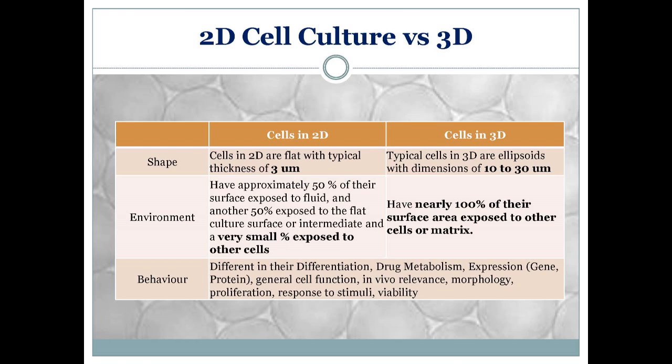In terms of environment, cells in 2D have a very small percentage exposed to one another, because 50% of their surfaces are exposed to the medium, and the other 50% are exposed to the flat culture surface. Cells in 3D have almost 100% of their surfaces exposed to one another or to matrix.